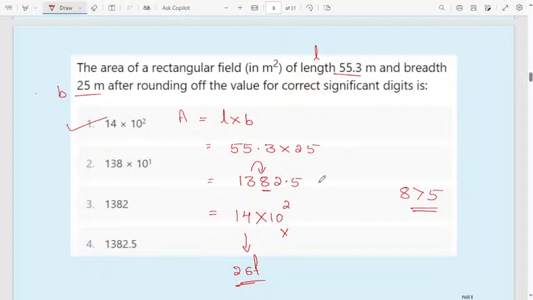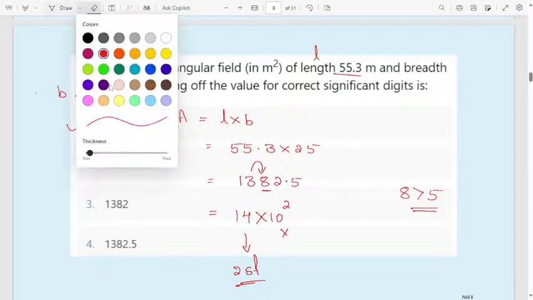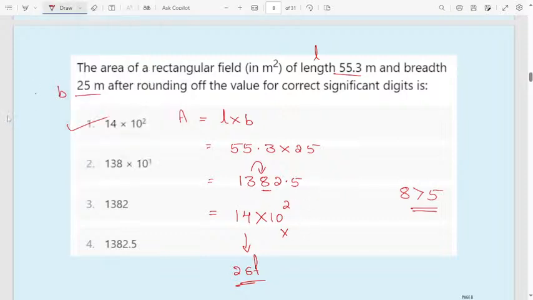Otherwise you can write this as 1400.0. Then convert this into decimal form, you will get the same answer. Otherwise you can directly write this step. Okay, let us move to the next problem.